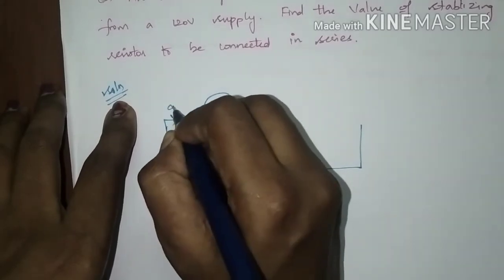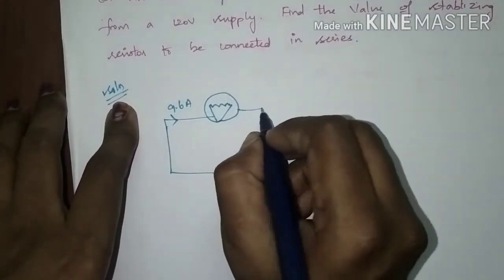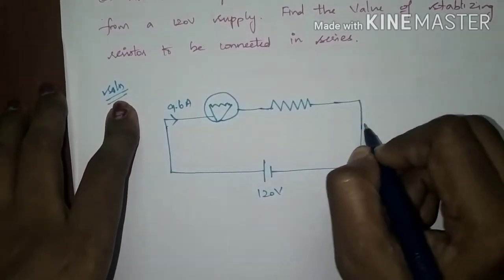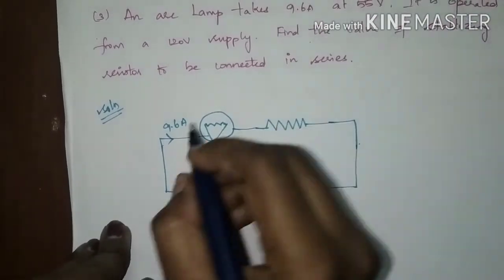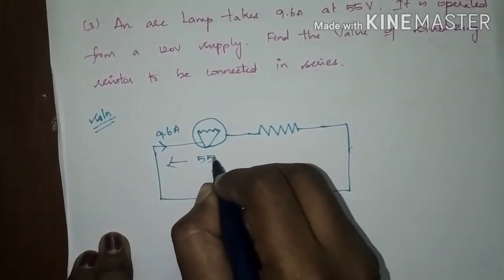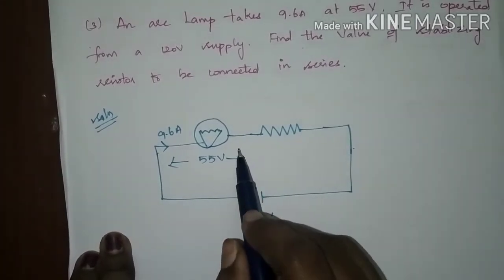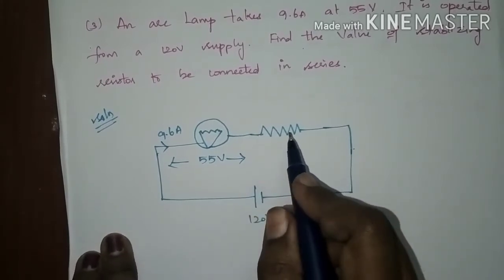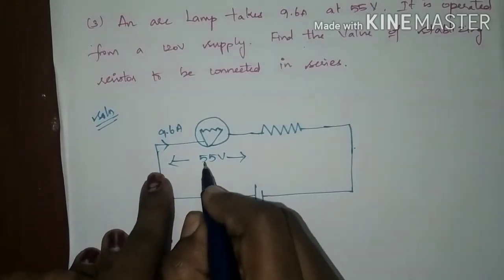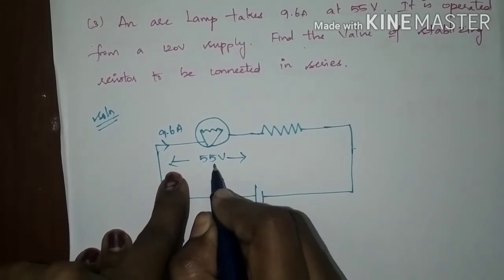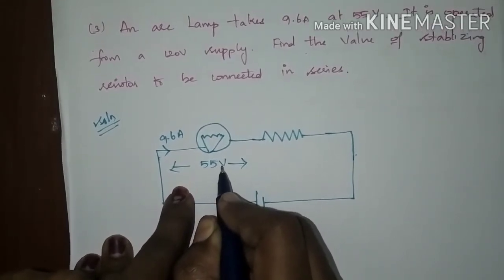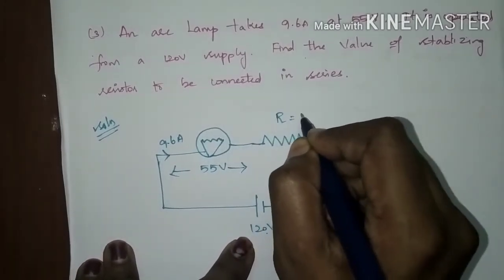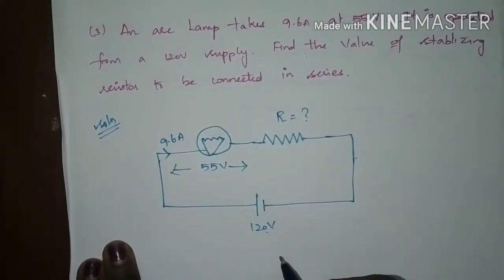This takes a current of 9.6 ampere and we have to connect a resistor to stabilize the voltage. That is, the voltage taken by the arc lamp is just 55 volt. The remaining voltage must drop in this resistor and we have to find the value of the resistor, because the supplied voltage is 120 but the voltage taken by the arc lamp is just 55 volt. The remaining voltage must be dropped in this resistor and we have to find the value of the resistor present in the circuit to stabilize the voltage value.